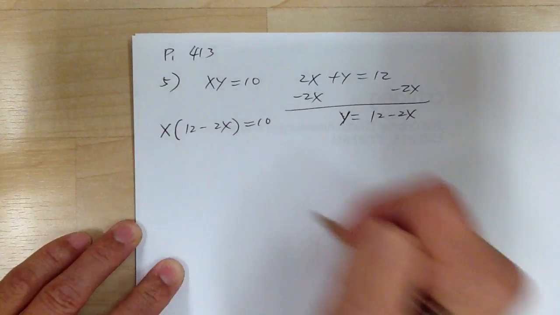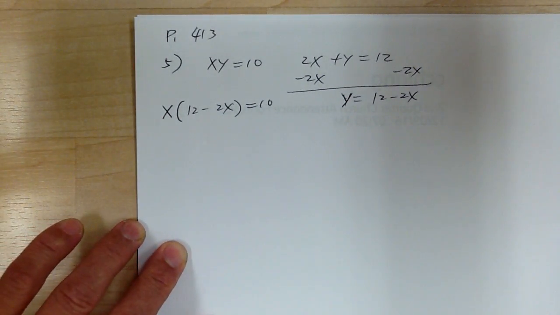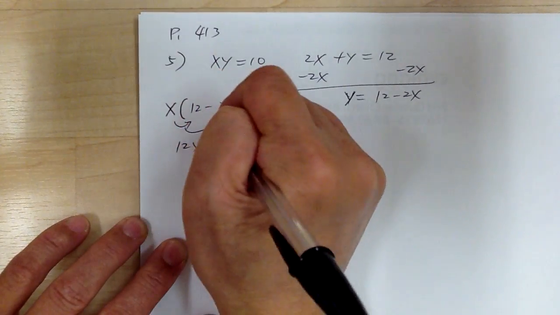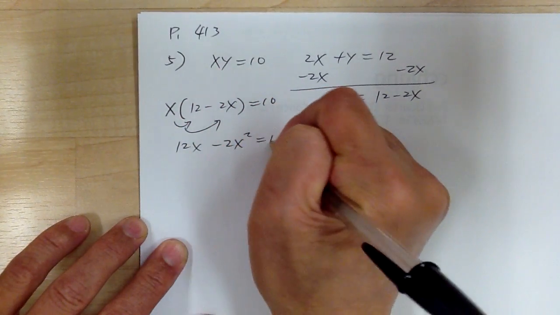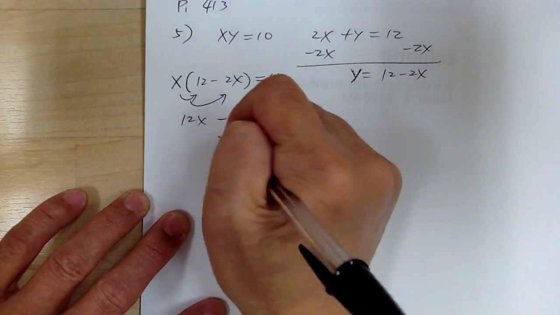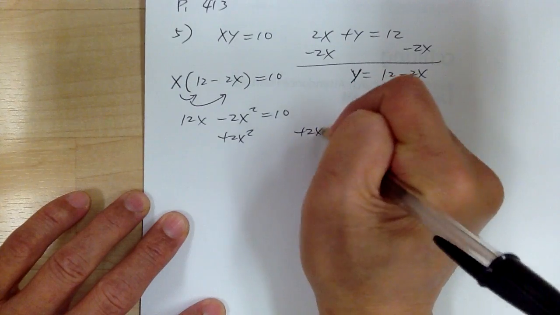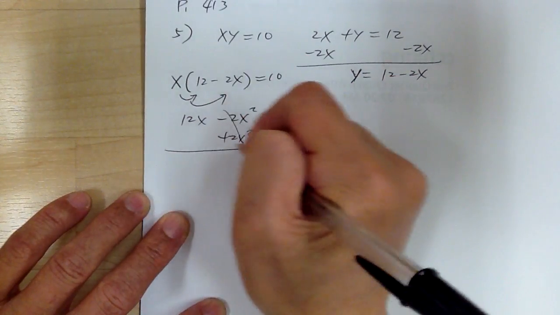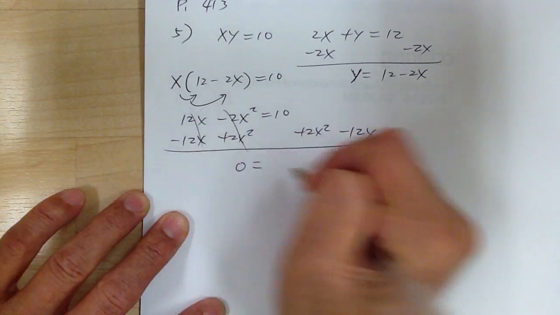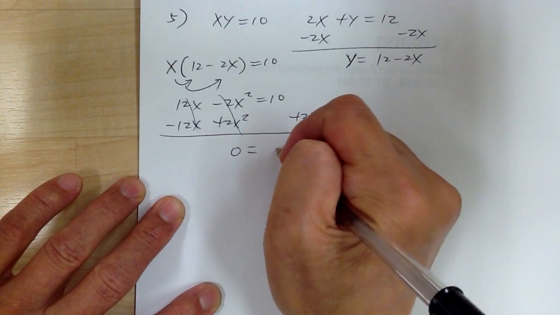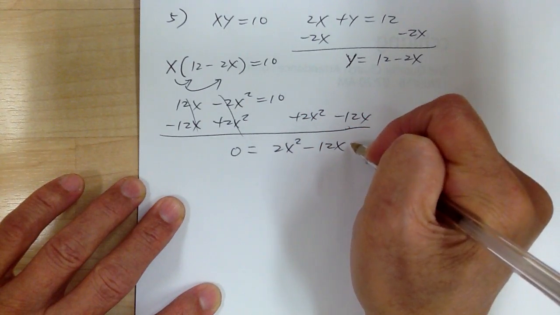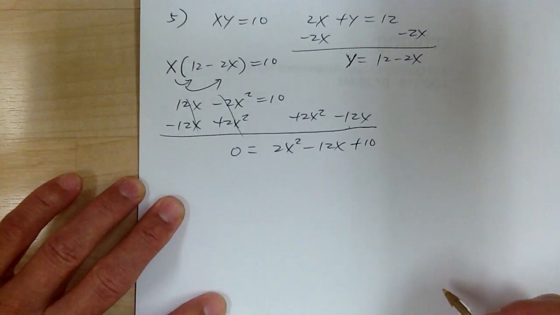Again, do it step by step. That way you can avoid careless mistakes. So let's go ahead and multiply out. So you got 12x, multiply, you get minus 2x squared equal to 10. And I'm going to move this to this side to avoid negatives. So plus 2x squared, plus 2x squared. So this cancels out. Minus 12x, minus 12x. So I get 0 equal to, and put it in the correct order, 2x squared minus 12x plus 10 equal to 0.